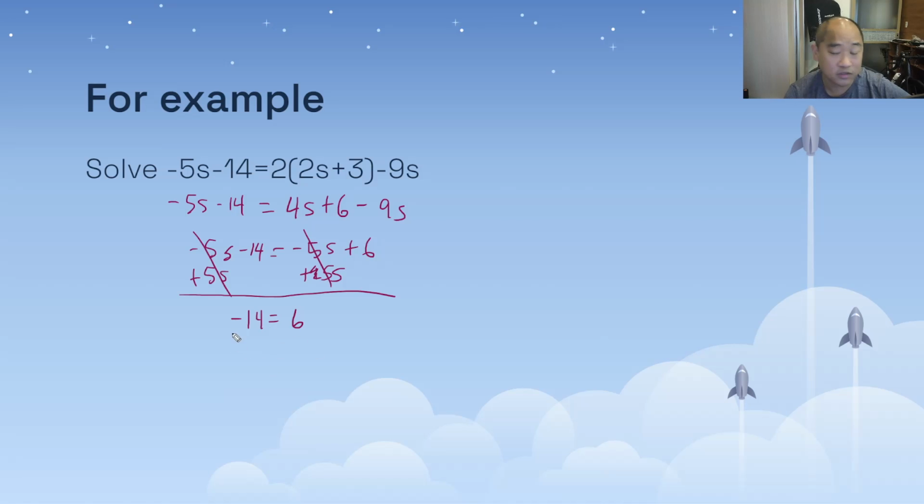And this is not true, and it will never be true. So this is called a null set, or an empty set. And that's what you would write for the answer. Okay.